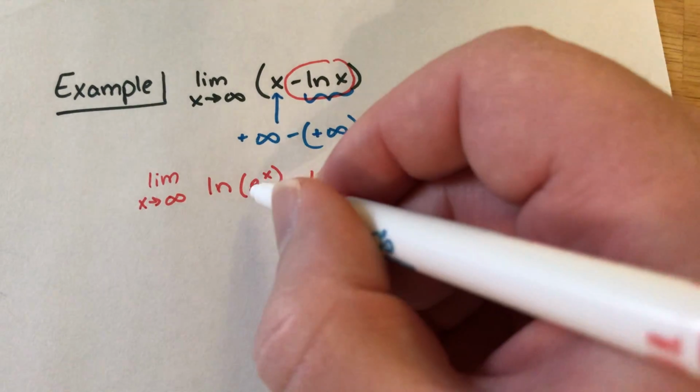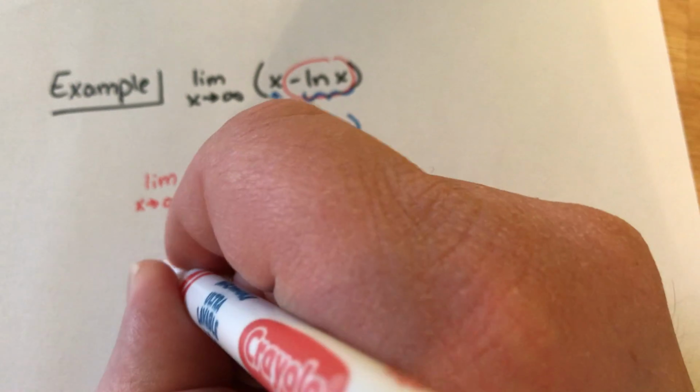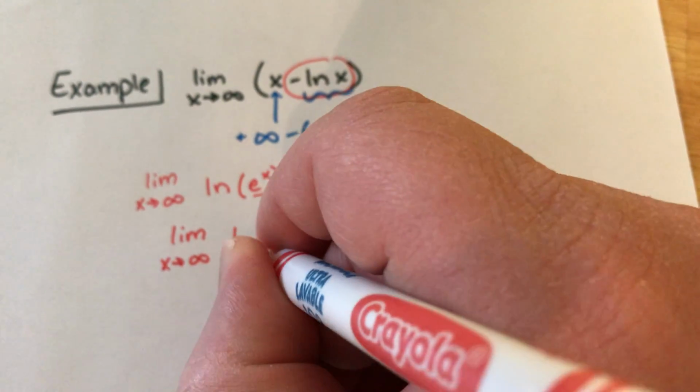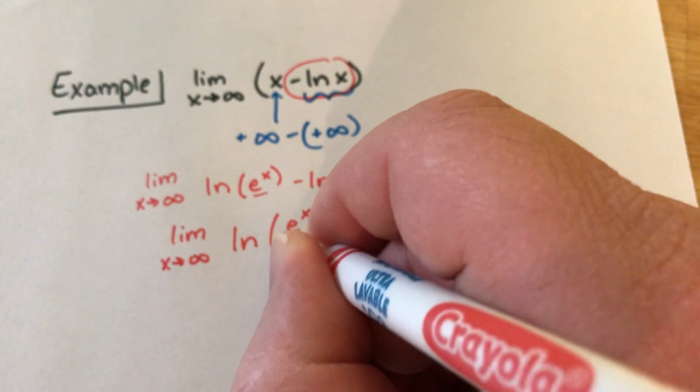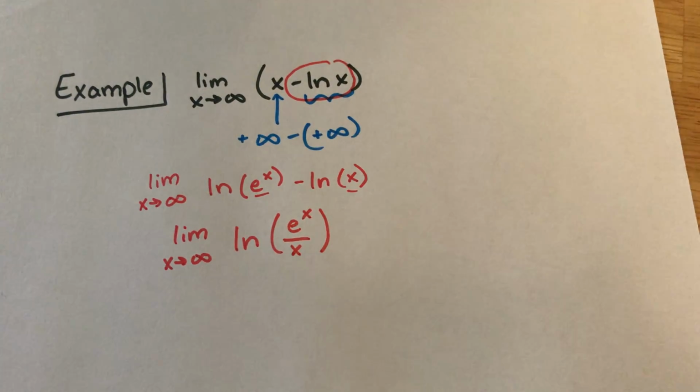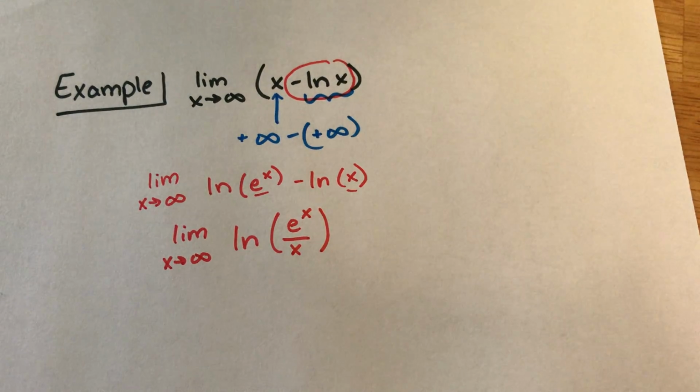because if you subtract two logarithms, it's the same thing as dividing their arguments. So what I'm going to do is rewrite this as the limit as x approaches infinity of the natural log of e to the x divided by x. And there is my quotient.